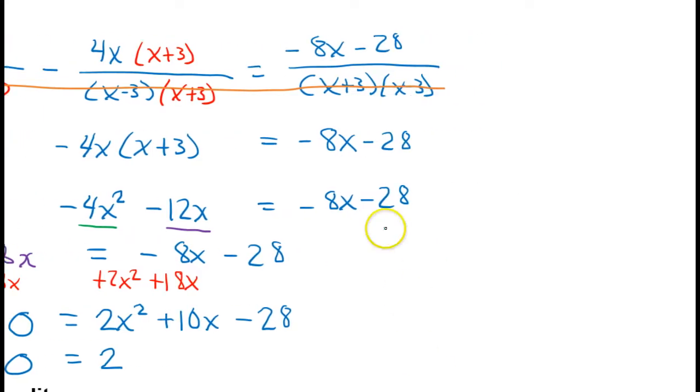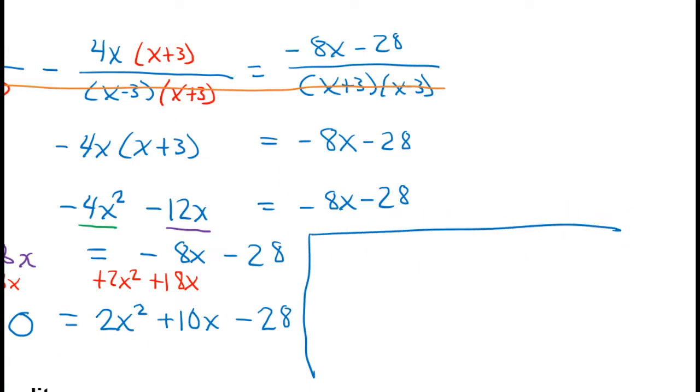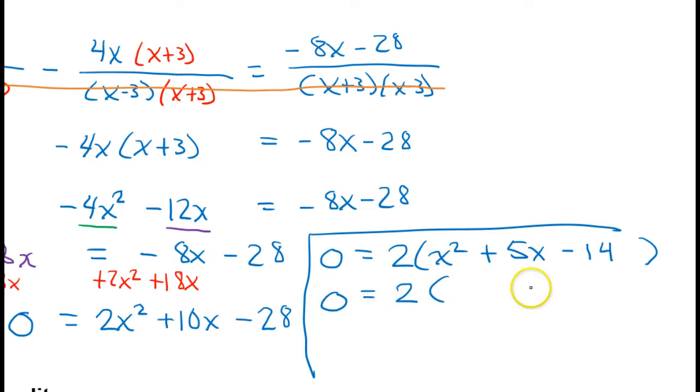Let's do it over here where I have a little bit more space. Alright, I'm pulling out the common factor of 2. So I've got 0 equals 2, and then that's going to leave behind x squared plus 5x minus 14. Okay, this doesn't look so tough. Alright, so I will keep that 2 for now. And then now I can easily factor this trinomial.